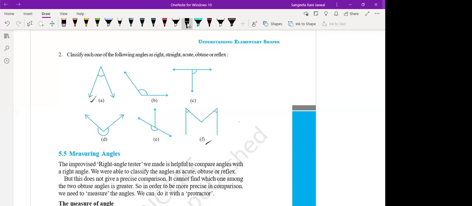Okay. Trilokya, what angle is this? B part. Obtuse angle. Okay, what angle is this? C. Right angle. What angle is this? D. Yes, Trilokya, what angle is this? Reflex angle. Okay, what is this? Straight angle. Okay. Good.